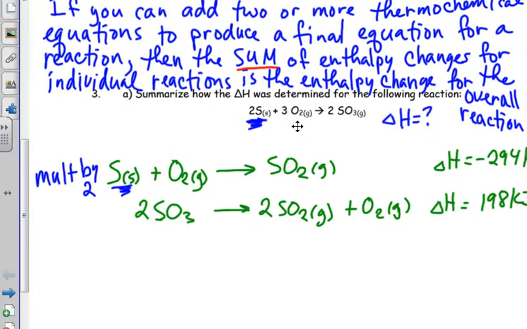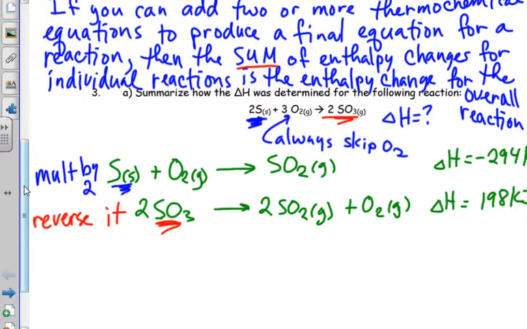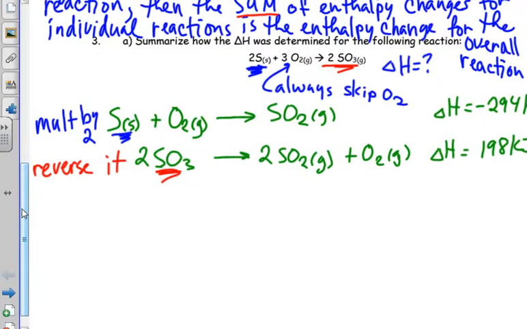Moving along here, oxygen, I'm going to skip. Always skip oxygen because most equations have oxygen in them, so it'll be a little bit too difficult to try to manipulate things if oxygen is in most equations. So next, I'll look at SO3. And SO3 is in the second equation, it's right there. The only problem is I need it to be on the product side and it's on the reactant side. I need 2 moles of it. I've got 2 moles of it. So the only thing I need to do here is reverse the equation. If I reverse it, make reactants products and products reactants, it'll be on the appropriate side that I need it to be on.